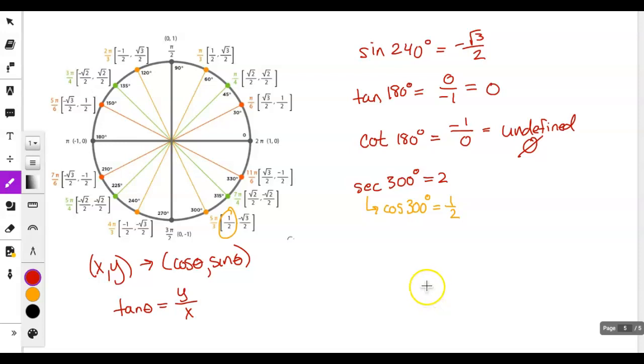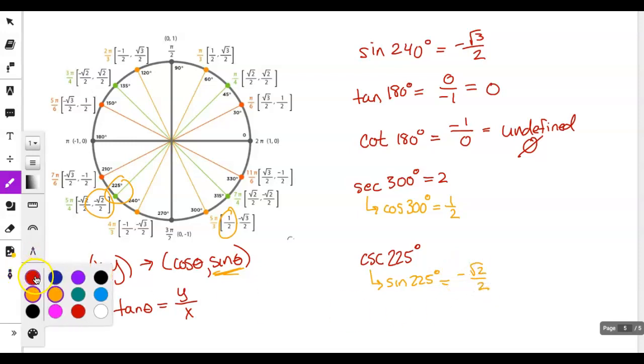And let's see, I'll do one more with you. Let's go ahead and do the, let's see what we haven't done. We'll do cosecant. Let's do the cosecant of 225 degrees. So I know the cosecant is the reciprocal of sine. So I'm going to look up the sine of 225 degrees. So here's 225. Remember that the sine is the y-coordinate. So the sine of 225 is -√2 over 2.